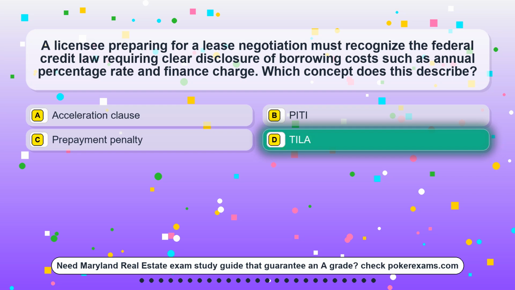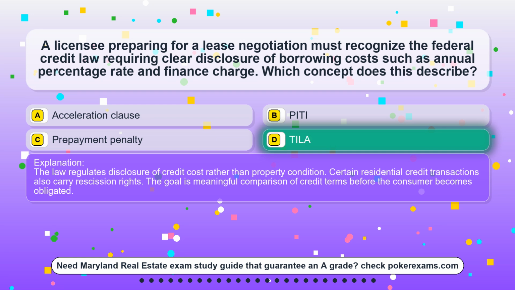The correct answer is option D, TILA. The law regulates disclosure of credit cost rather than property condition. Certain residential credit transactions also carry rescission rights. The goal is meaningful comparison of credit terms before the consumer becomes obligated.